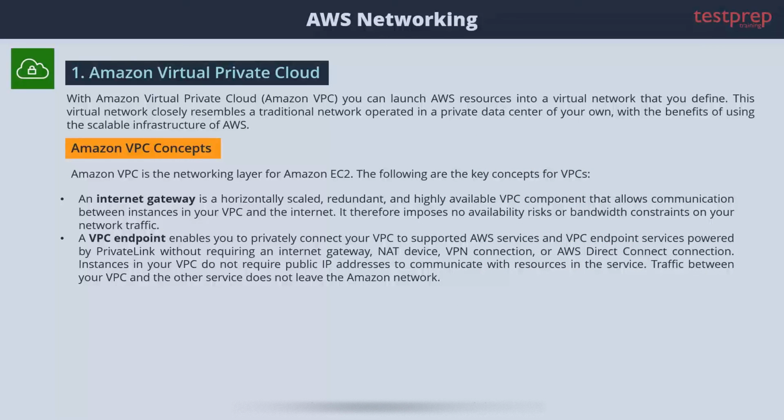An internet gateway is a horizontally scaled, redundant, and highly available VPC component that allows communication between instances in your VPC and the internet. It therefore imposes no availability risks or bandwidth constraints on your network traffic. A VPC endpoint enables you to privately connect your VPC to supported AWS services and VPC endpoint services, powered by PrivateLink without requiring an internet gateway, NAT device, VPN connection, or AWS Direct Connect connection. Instances in your VPC do not require public IP addresses to communicate with resources in the service. Traffic between your VPC and the other service does not leave the Amazon network.